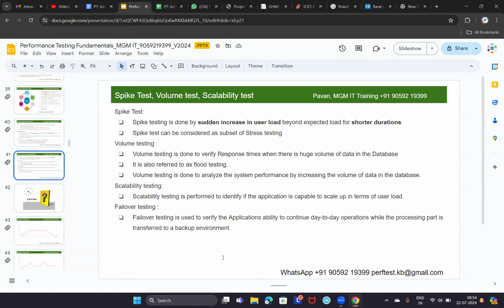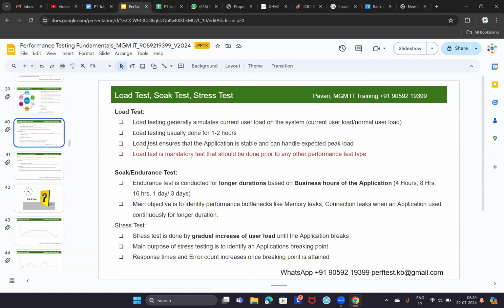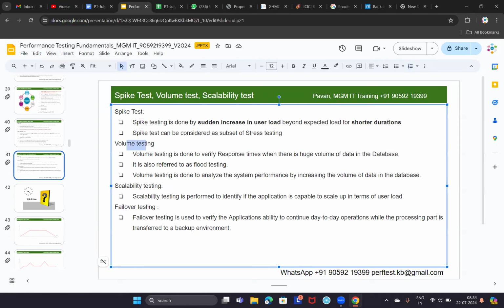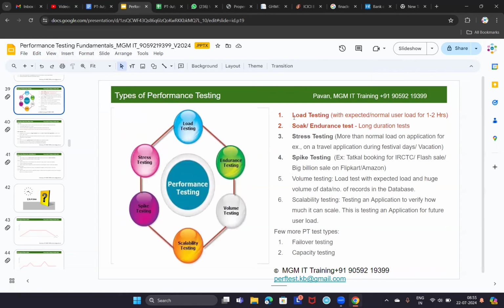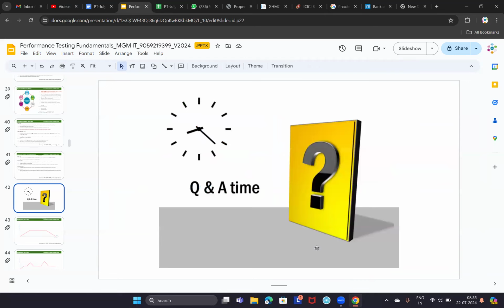Now, any queries, guys, before we move to the assessment? So load testing, soak testing, stress testing and spike testing are the most important. The less important ones, for your experience, are volume testing, scalability testing and failover testing. If you don't have any queries, let's move on to the assessment then.